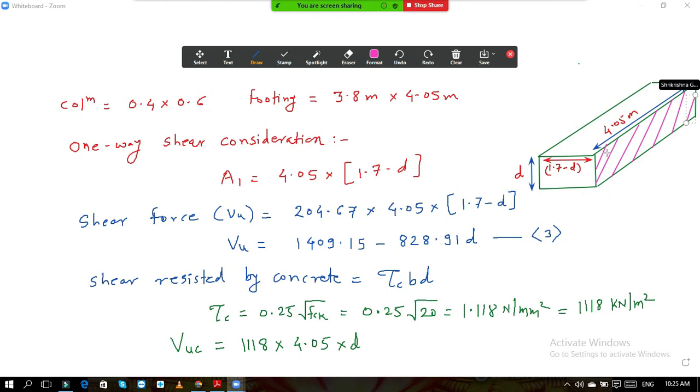So how much is this area? If you see, this is 4.05 and this is your depth. This dimension is D. So it is 4.05 into D. That is why here the area is considered as 4.05 into D. So now we will move to the next part.